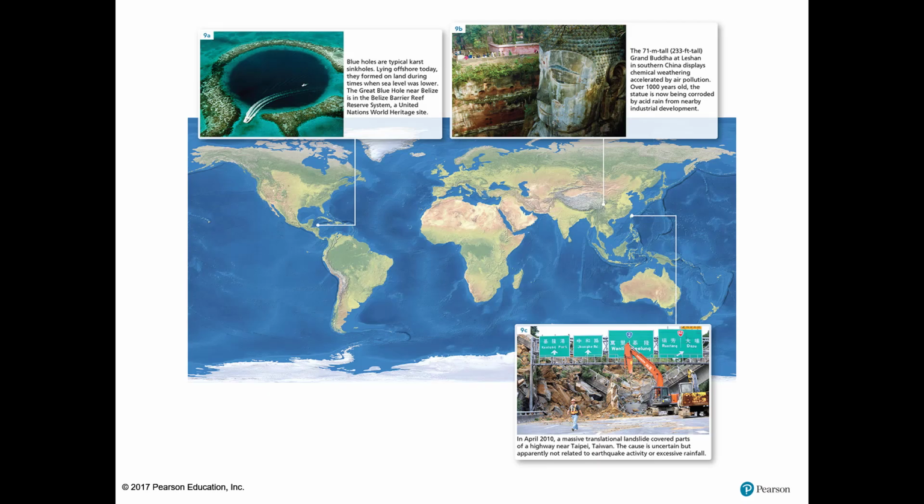So in summary, there are many different types of movements. This is an example on the left of a blue hole, and it is a karst sinkhole near Belize, and it's called the Great Blue Hole. And then on the right is some weathering that is happening on a Grand Buddha in southern China, that acid rain and acidification. And then below is some damage from a massive landslide. So humans are intrigued and very vulnerable to mass movements around the world.